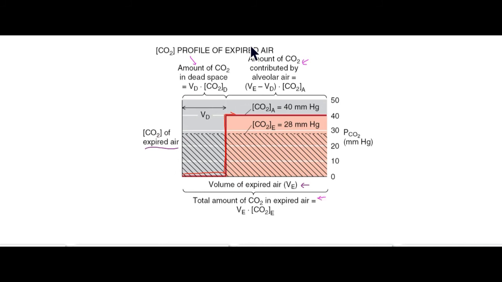But because the amount in your dead space should be zero, effectively, what you're looking at is the amount of CO2 from the alveolar air. That's the only source of CO2, your alveolar air. So you can take your total expired volume, subtract VD, which is what you don't know, multiply it by whatever the concentration is, and you will have that equal to the total expired volume times the concentration. Because this pink area has the same area as that hatched area. Why? All of that CO2 had to come from the alveoli. None of it was contributed by that dead space.